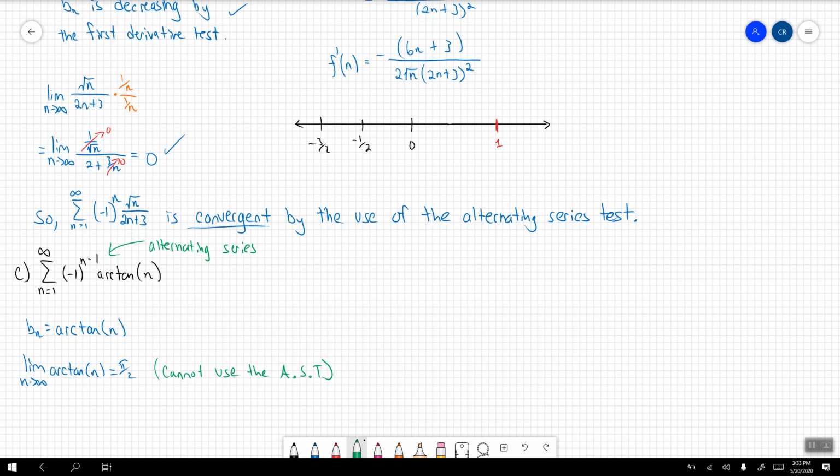So we cannot use AST, the alternating series test, because again, this does not equal 0. And I'm just going to say here, because the limit as n tends to infinity for b sub n is not 0. All right, so we kind of have our hands tied.